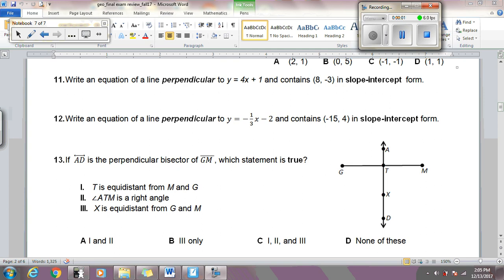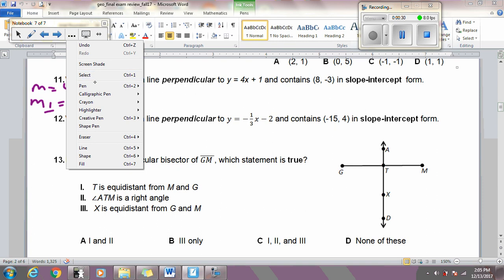Alrighty. Number 11. Write an equation of a line perpendicular to y equals 4x plus 1 and contains (8, -3) in slope-intercept form. First thing you need to recognize is the slope currently is 4, and then the slope of a perpendicular line needs to be the opposite reciprocal of that, which would be negative 1 over 4.